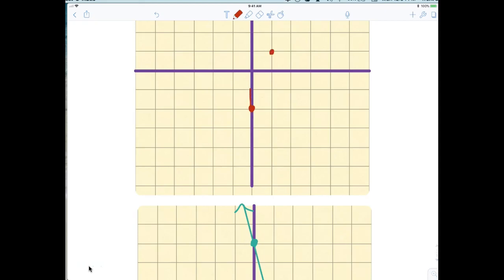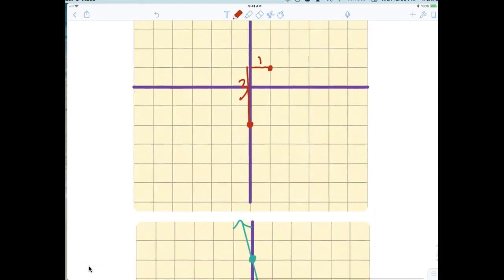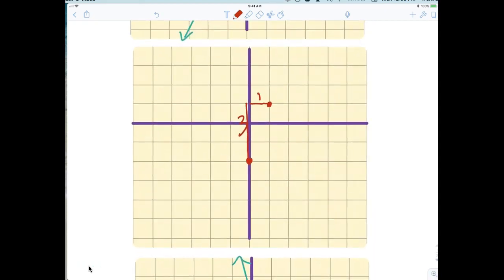So notice what I did here. I went up 3 and over 1. Now, again, I think it's easier if you do it a third time. So I'm going to go up 3 and over 1 again. All right? You see how those points line up? And they form a line. So now we're just going to connect them. Does everybody see how easy that is, correct? Everybody good? Very simple. Very, very simple.